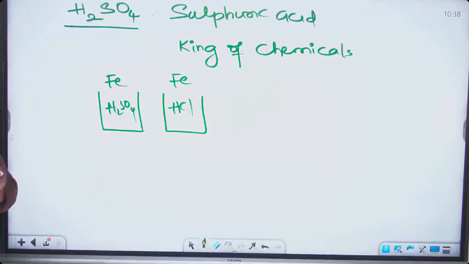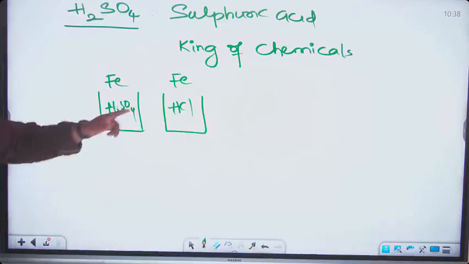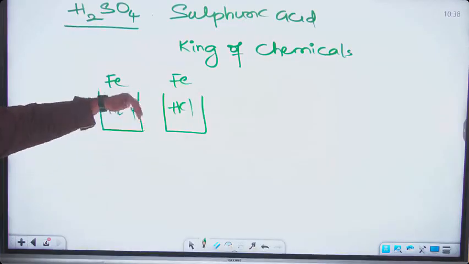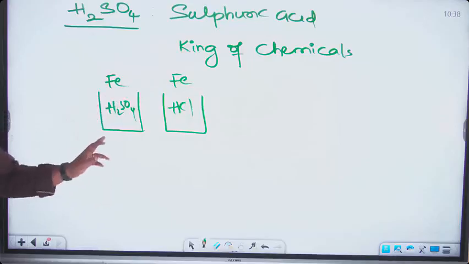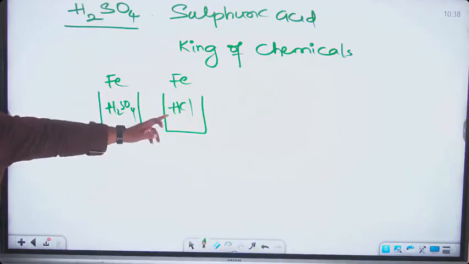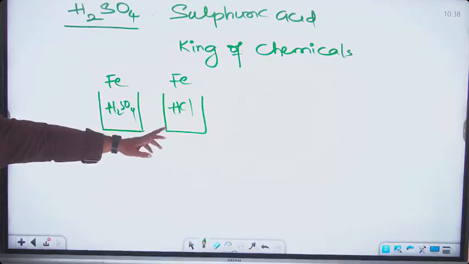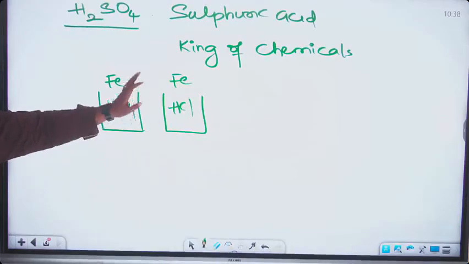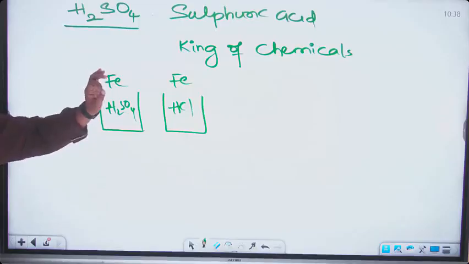It becomes quite rough. If left like that, in the course of time that particular metallic substance will totally disappear. Maybe after 1 week or 10 days it totally disappears. But in case of HCl it takes more amount of time. Where it takes 10 days, here it may take 50 days or 60 days. Now that is the reason why we are saying that H2SO4 is known as the king of chemicals, because it is highly corrosive in nature.